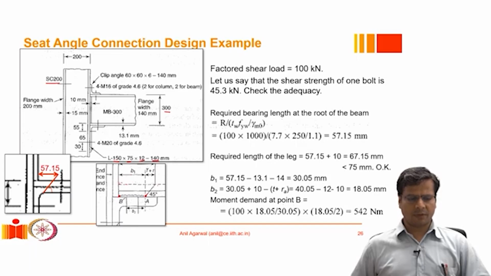The crippling failure of the web, so this web is subjected to compression, right? So it will be governed by the yielding of the web surface. So the total force is given as 100 kilonewton, converting that to newtons, meaning that I will multiply with 1000. Then the web thickness for the ISMB 300 section is 7.7 millimeters.